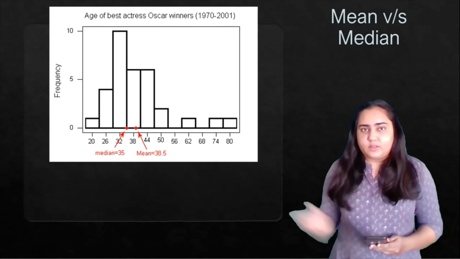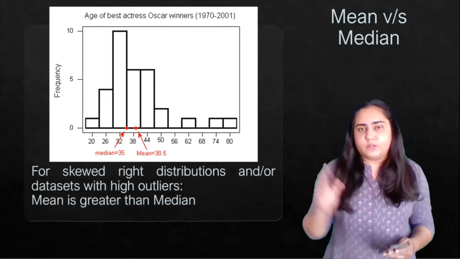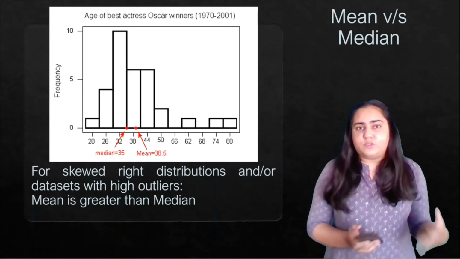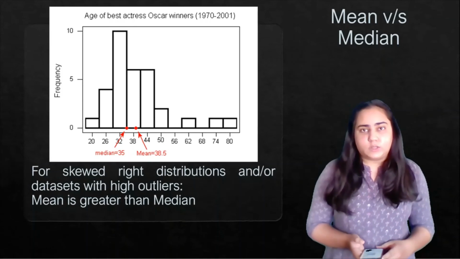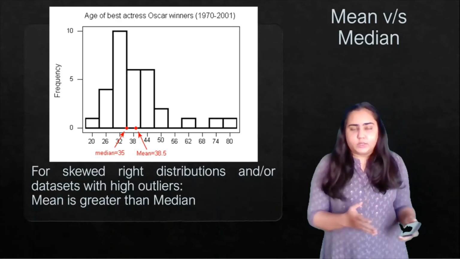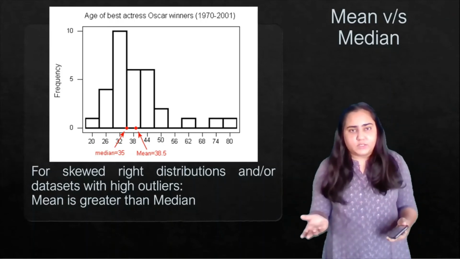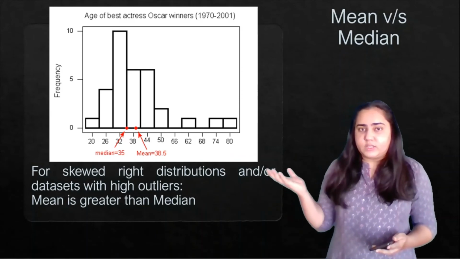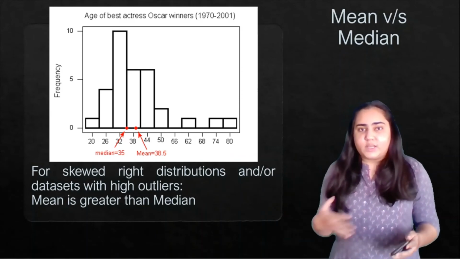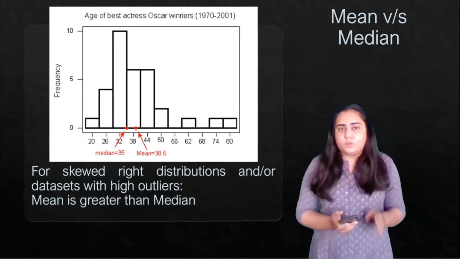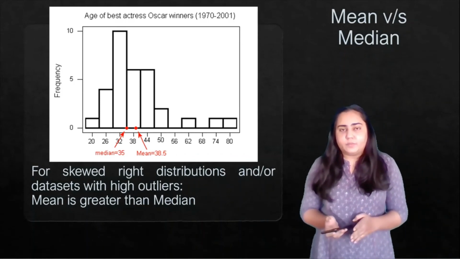Take a look at this distribution, which is about the data set we used about ages of actresses who got the Best Actress award in the Oscars from 1970 to 2013. It is a skewed right distribution because it is flat on the right side, and it does have outliers. It has many outliers, as you can see here, on the right-hand side. So in such a case, the mean will be greater than the median.